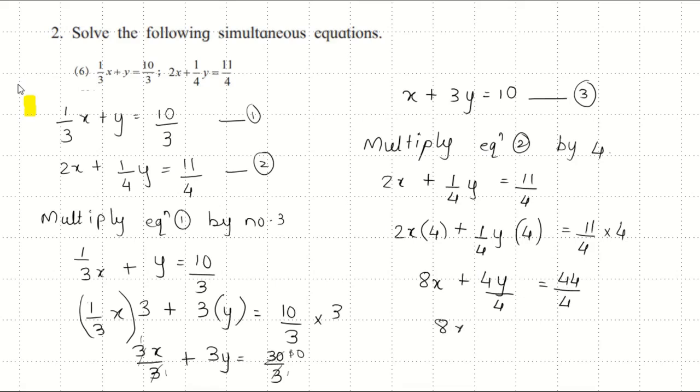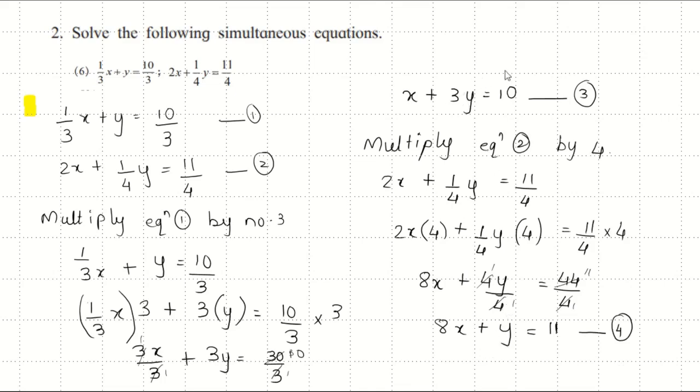So 8x plus, 4 ones are 4, 4 ones are 4, y is equal to 4 ones are 4 and 4 into 11 is 44, so 11. We got another simple equation. Mark this as equation number 4. Now check both the equations number 3 and number 4.